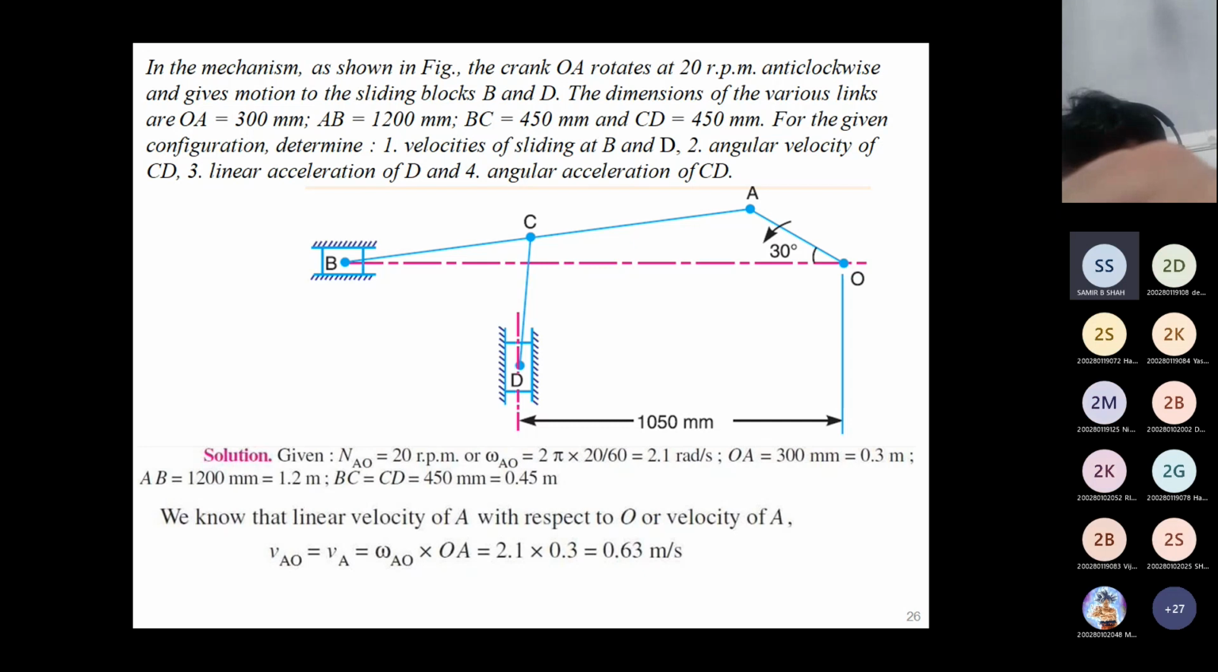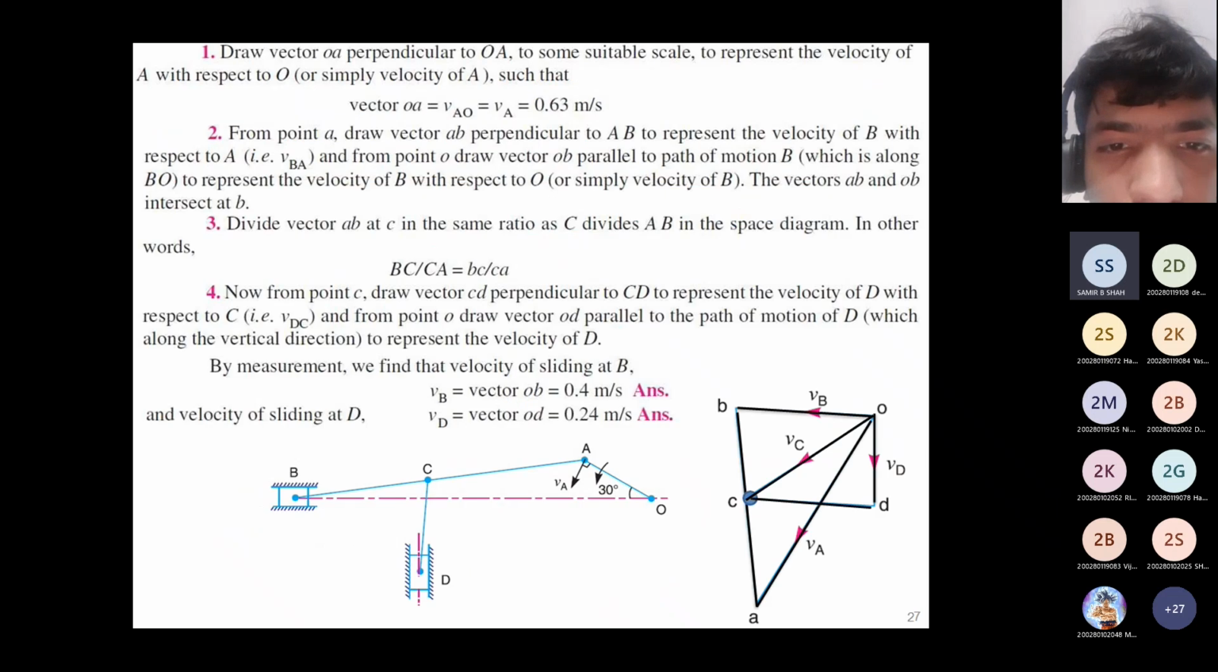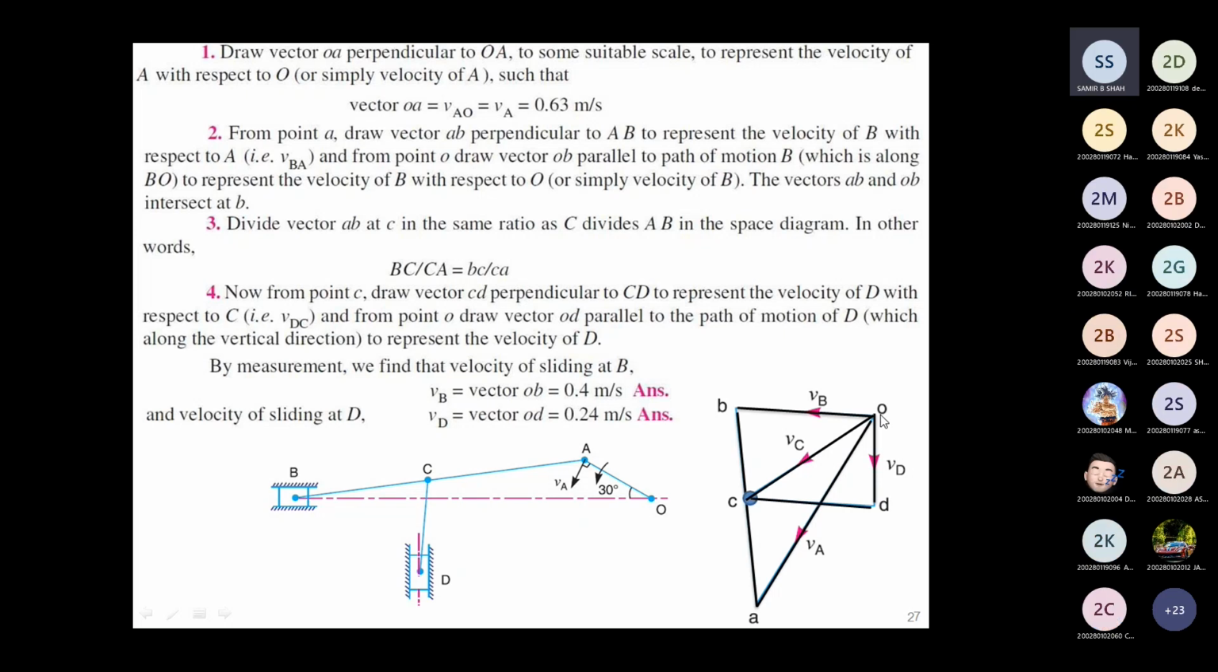Now we know very well omega is given. We have to find the velocity of that link. It will be V is equal to R into omega, where R is the link length in meters. So 0.3 into omega, which is 2.1, gives 0.63 meter per second. Based on that, we are finishing the velocity diagram. O is the fixed point.